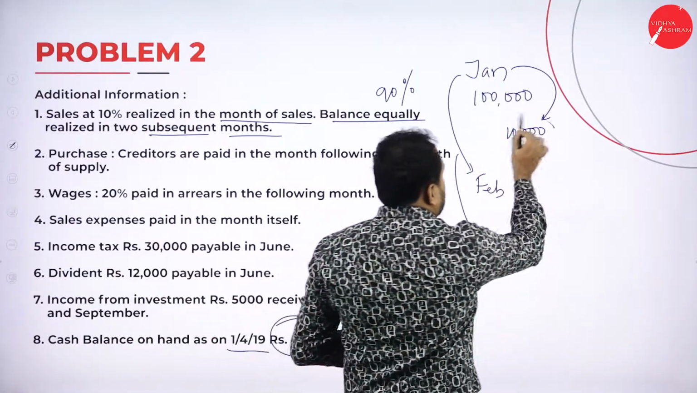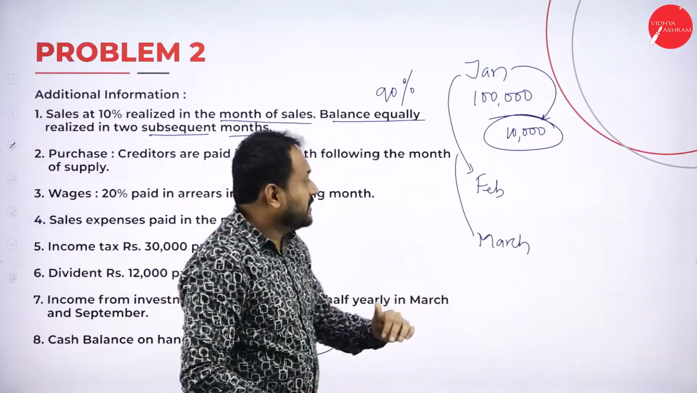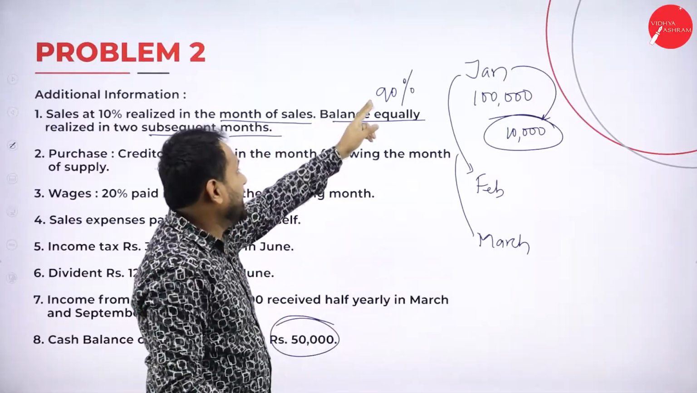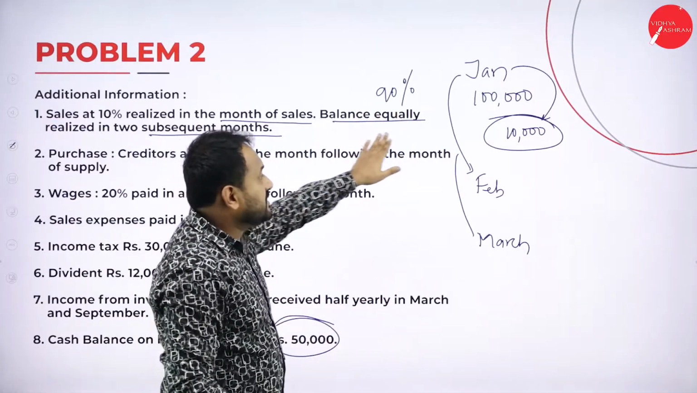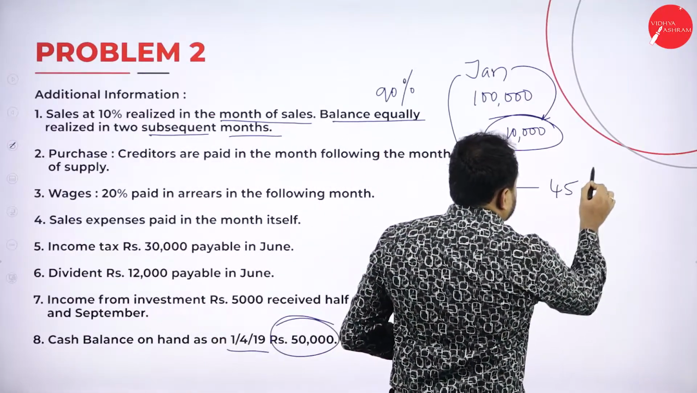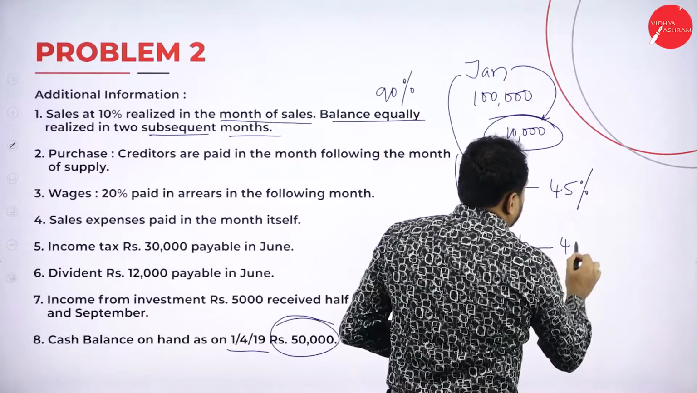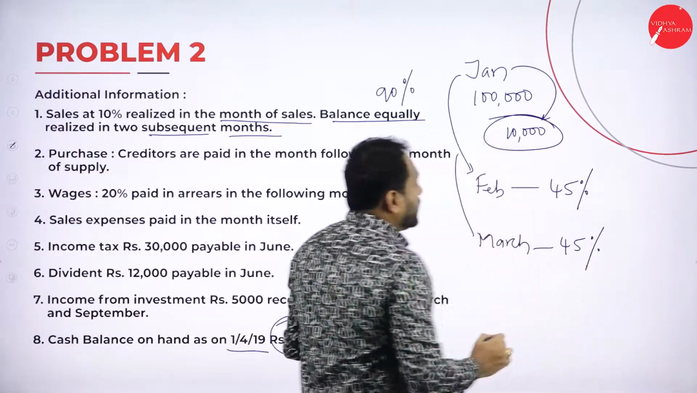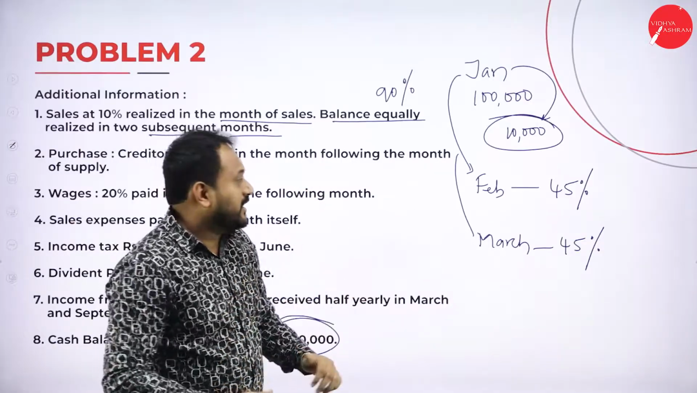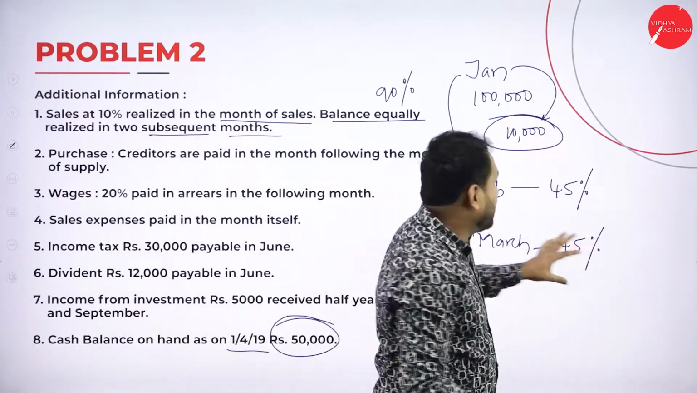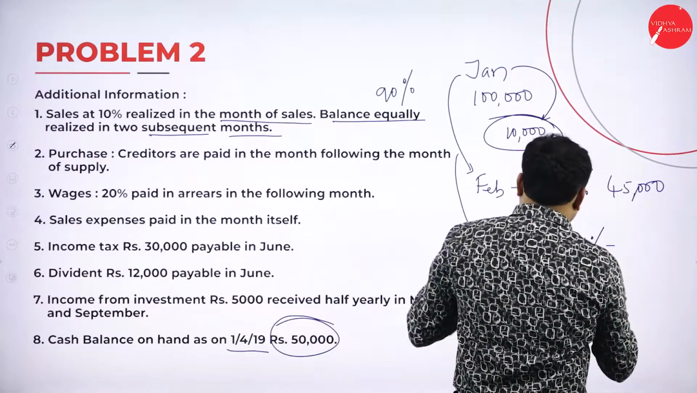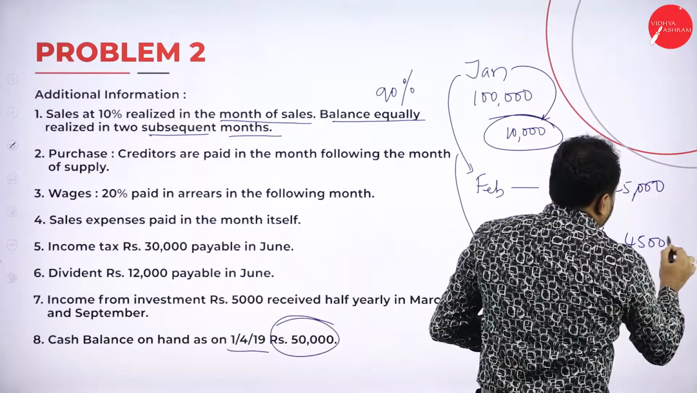Now what happens here is, in January I have done sales of 1 lakh rupees, and of that I received 10,000 in that particular month itself. So what is the remaining amount? The remaining amount is 90,000, that is 90%, but it is balanced equally. Balanced equally means here I'll take 45% and here I'll take 45%. So this is what is called recovery, where the data needs to be given to us, and this is what we are supposed to calculate. That means February I'll take 45,000 and in the month of March I'll take 45,000.